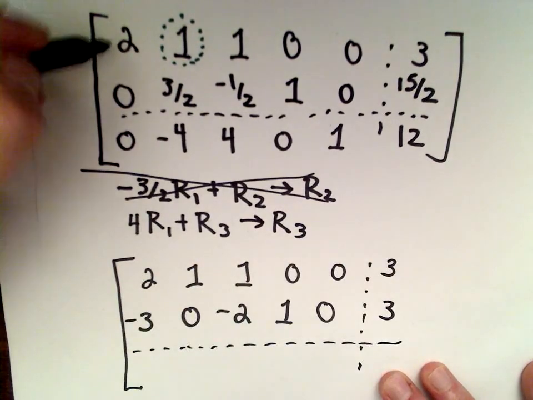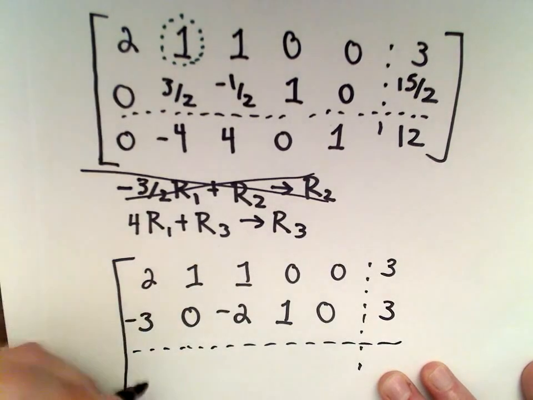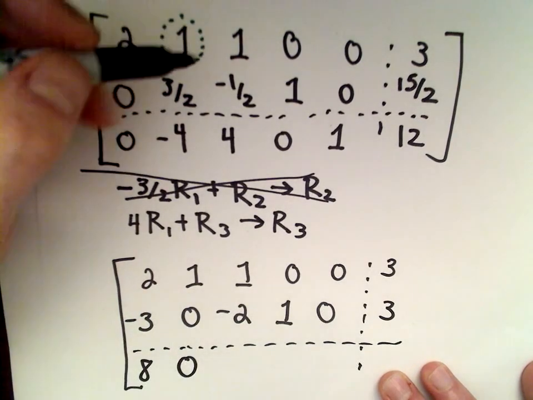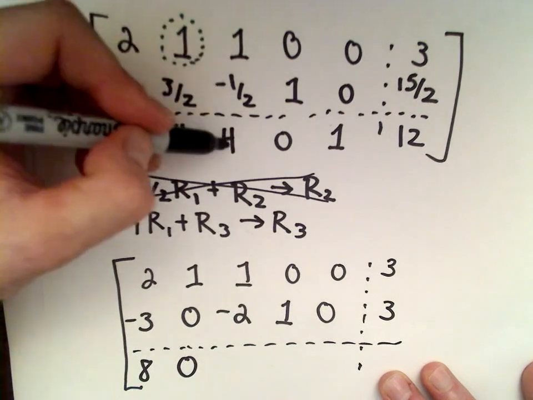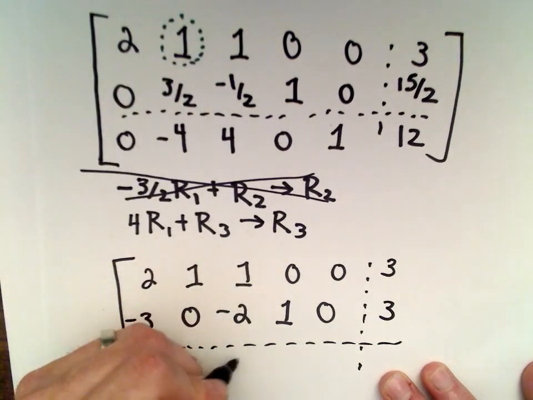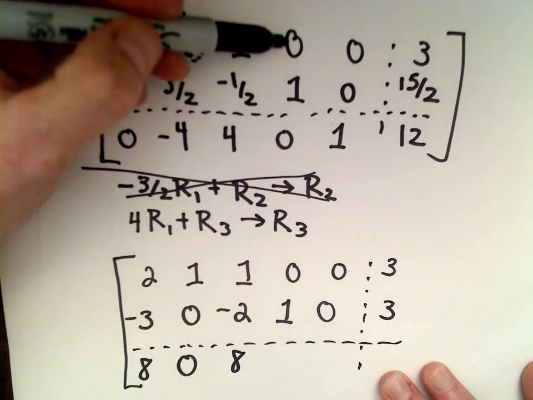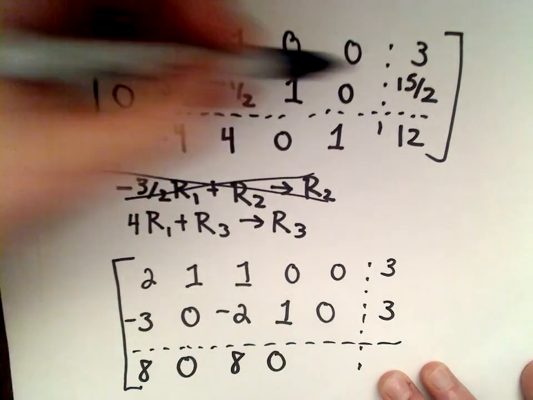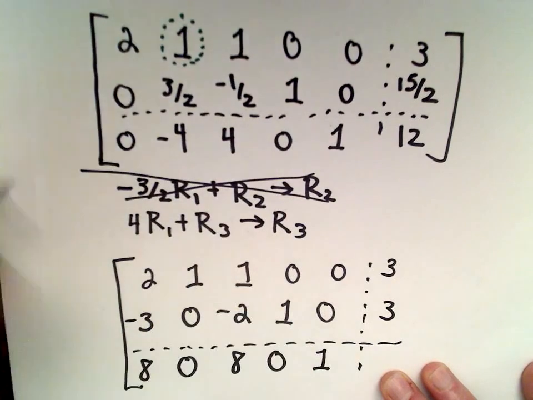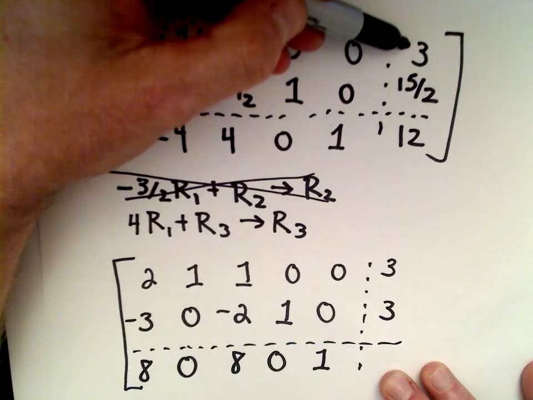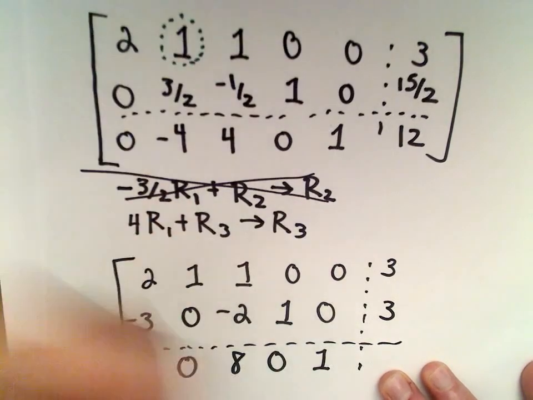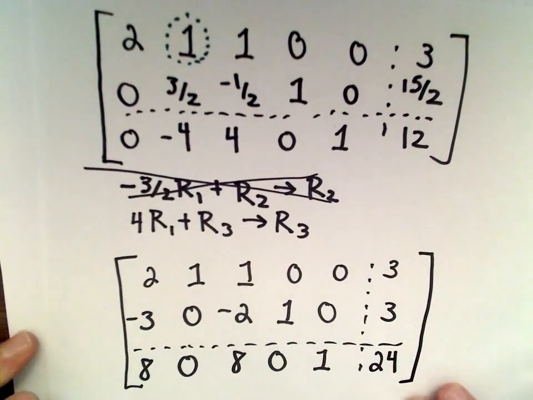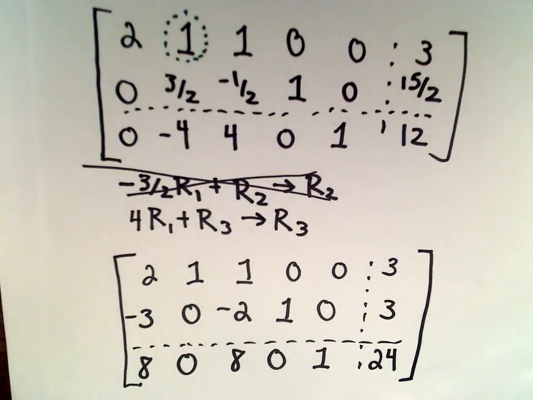Okay, so let's see. 4 times 2 will be 8, plus 0 is 8. 4 times 1 plus negative 4 is 0. 4 times 1 plus 4, that'll be 4 plus 4, or 8. 4 times 0 plus 0 is 0. 4 times 0 plus 1 is 1. 4 times 3 is 12. Plus 12 is going to be 24. Yay, we are done, except for just interpreting.